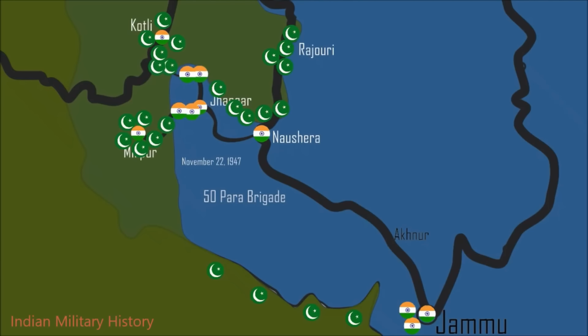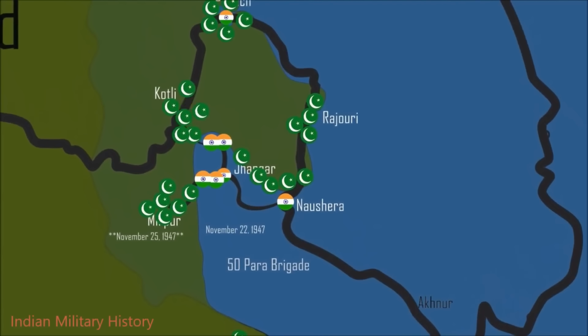Due to this fierce resistance, 50 Para Brigade could not reach the Mirpur garrison in time, and Mirpur fell on November 20th, 1947. Kotli fell shortly thereafter on November 28th, 1947. 50 Para Brigade was able to relieve the garrisons at Jhangar and Naushera.